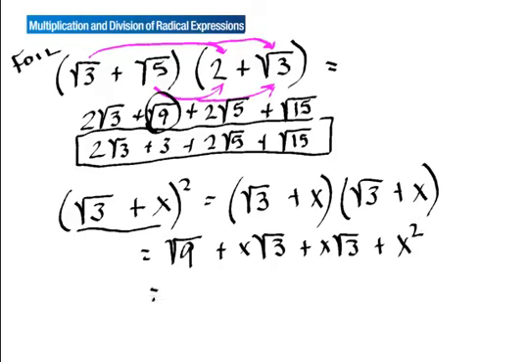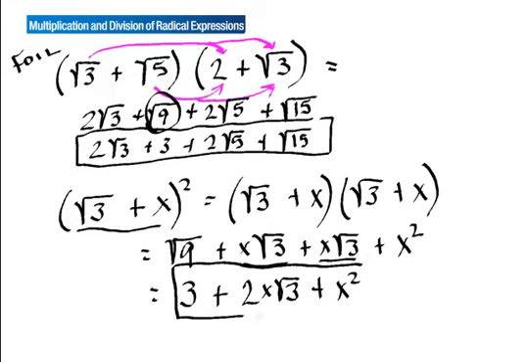I can simplify this somewhat though. That guy's a 3 plus, if you'll notice, these are exactly the same. So I could just say that I have 2 of those crazy things plus x squared. And that's as simplified as this one will get. So we need to look at another couple of them.